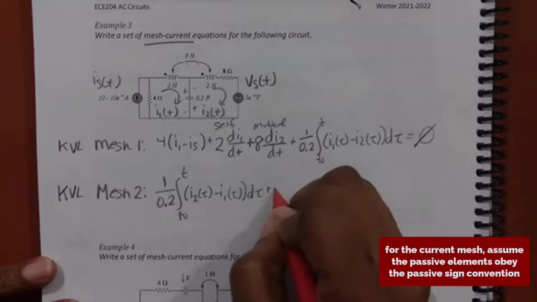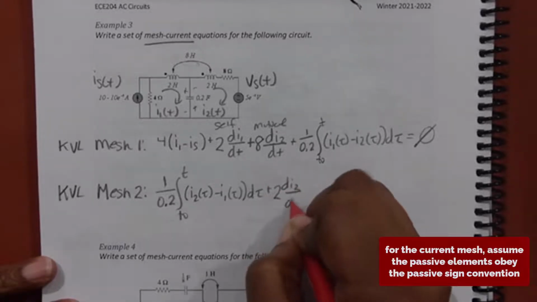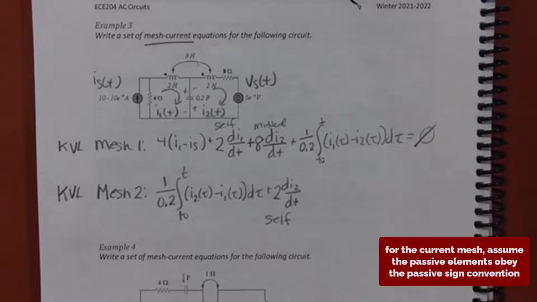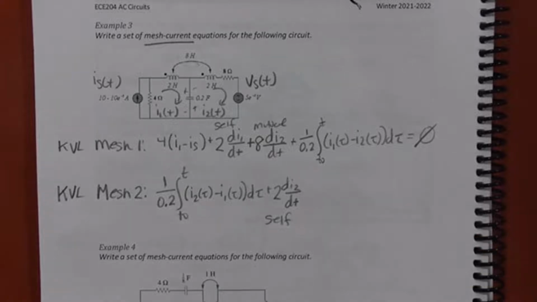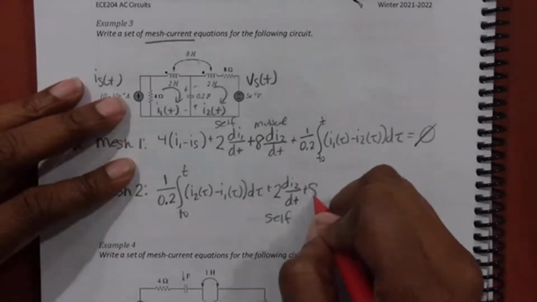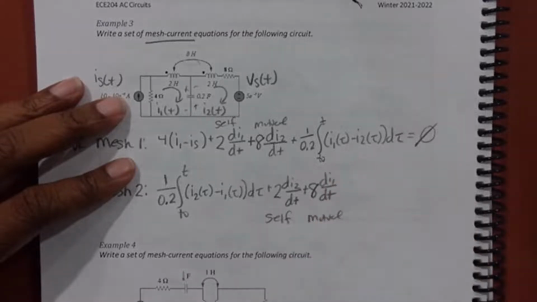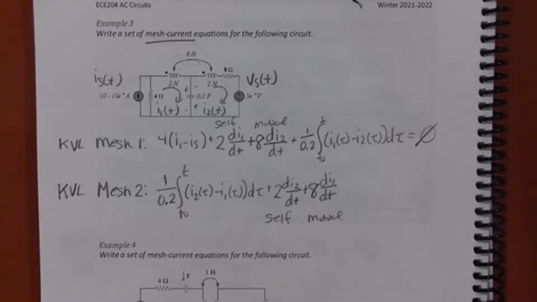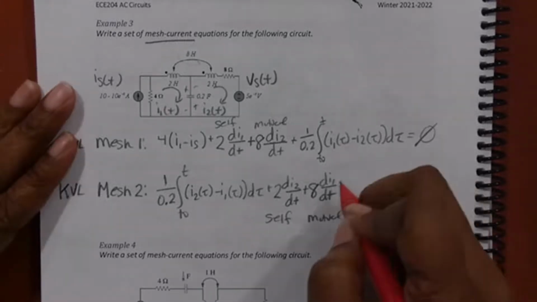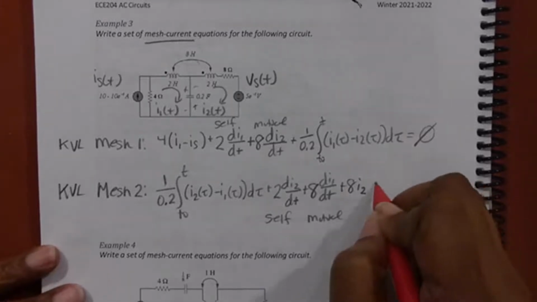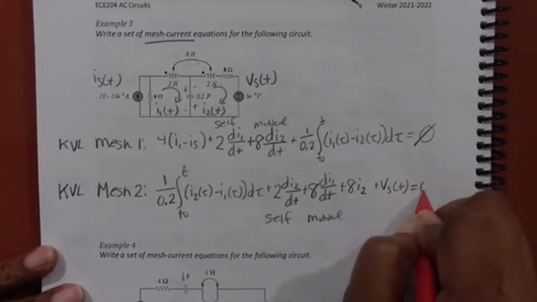The voltage across the inductor is 2 di2/dt. That's the self-induced voltage. The mutually induced voltage is going to be positive 8 what? di1/dt. The voltage across the 8 ohm resistor is going to be 8 I2. And then we'll just put plus Vs of t for the voltage source. And set that equal to 0.